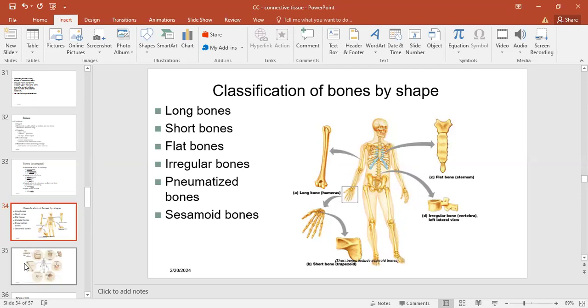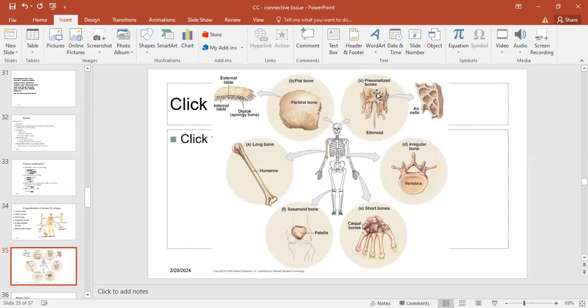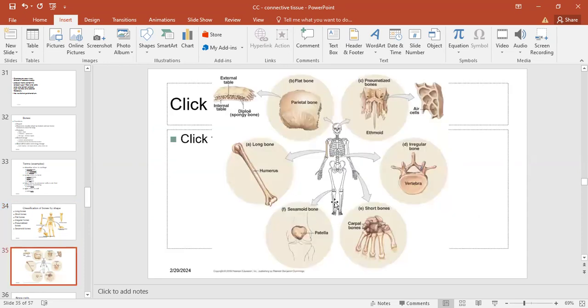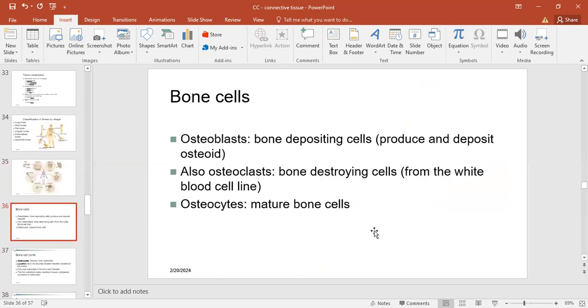Then you have pneumatized bones such as the ethmoid bone. The ethmoid bone is in the skull; it helps to make the base of the skull. That is an example of a pneumatized bone, meaning it has spaces for air. Then we have sesamoid bones, such as the patella at the knee. And examples of short bones are the carpal bones.